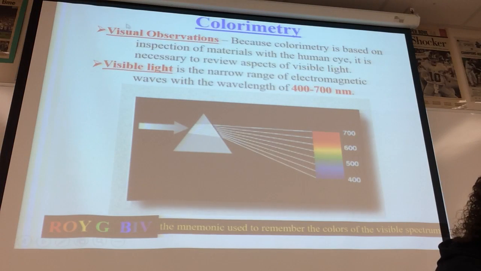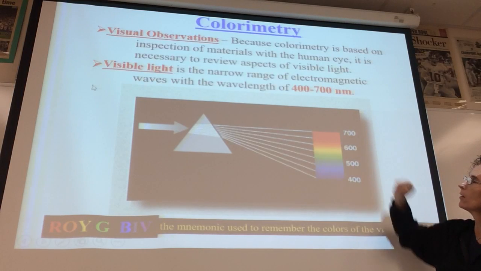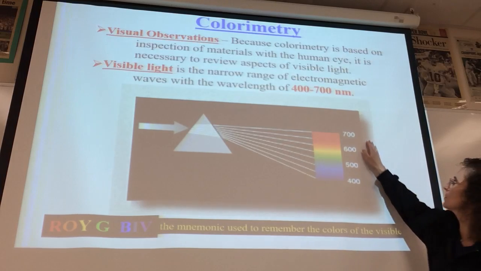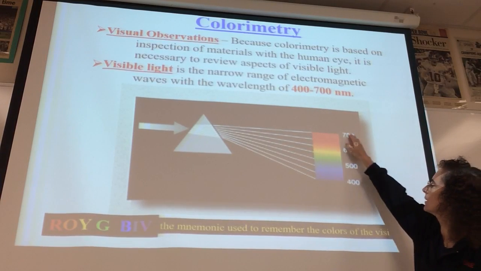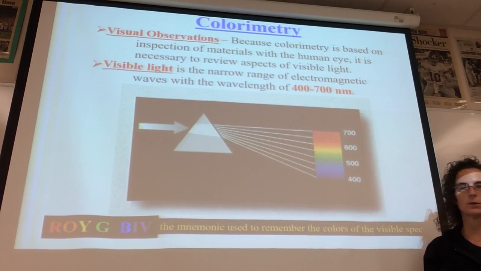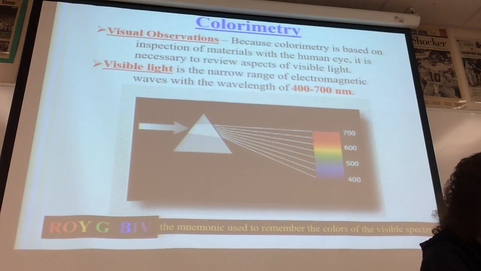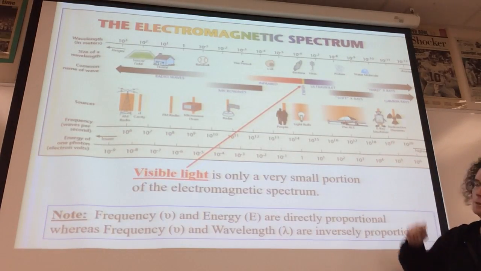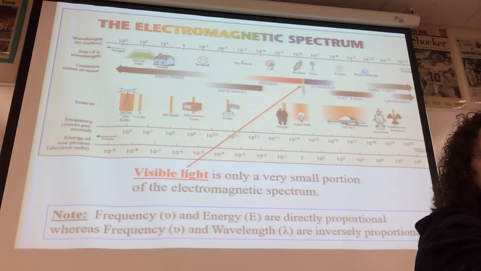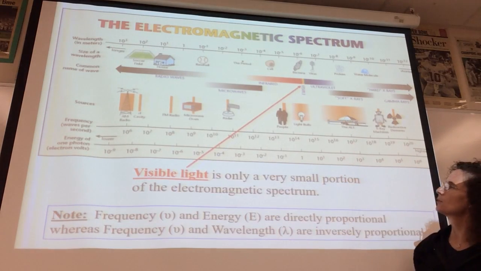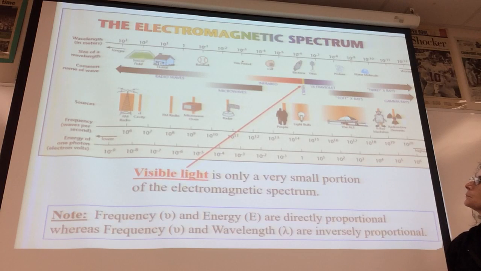I already mentioned visual observation. We know visible light is just a very narrow range of the electromagnetic spectrum. The wavelength for visible light, the whole ROY G. BIV, is from 400 to 700 nanometers. And we'll put that into perspective in just a minute. Again, there's your visible region right there, a very small region of the electromagnetic spectrum.